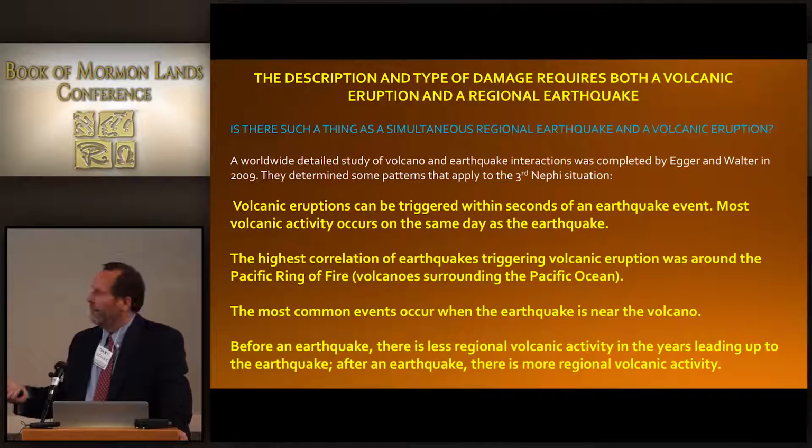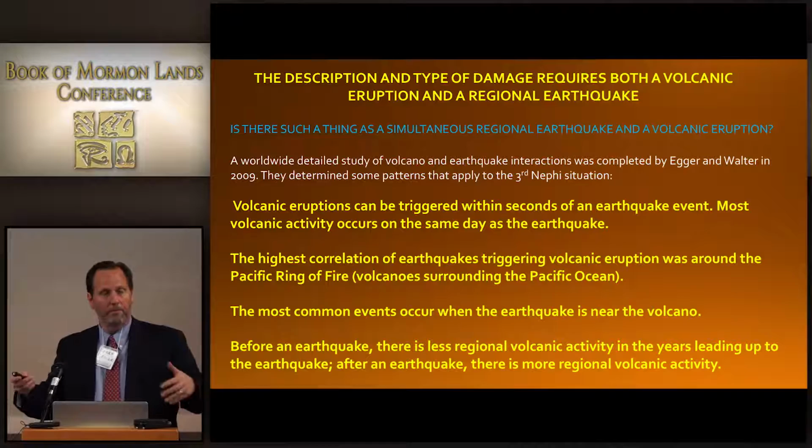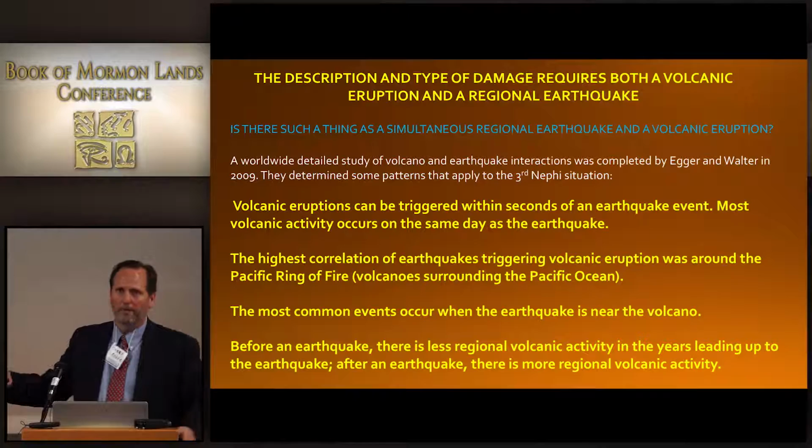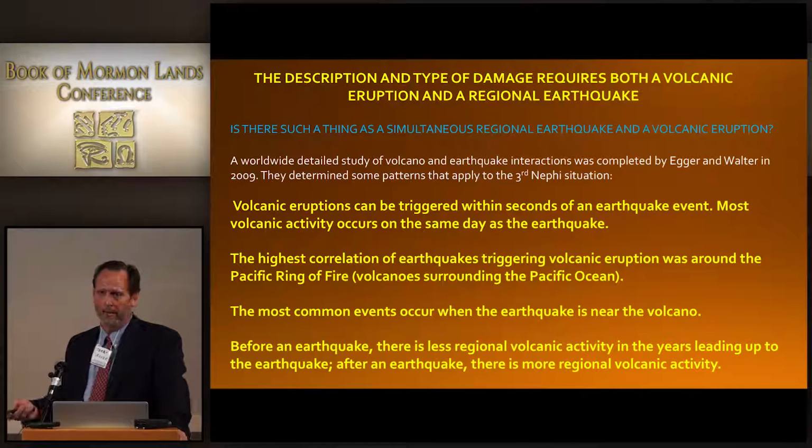Again, I like to say some of the conclusions I have are kind of best fit, meaning there may be some other explanation that's farther out, not so likely. When you do a hazard analysis, that's the best you can do. And this was a study that looked at all these events where you have pretty much simultaneous earthquakes and volcanic eruptions, by Eggert and Walter.